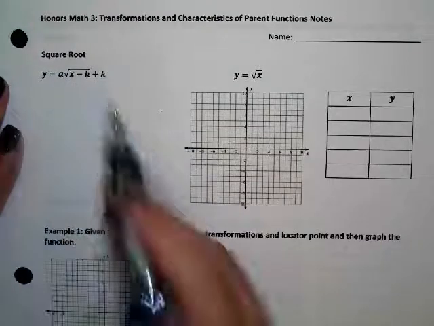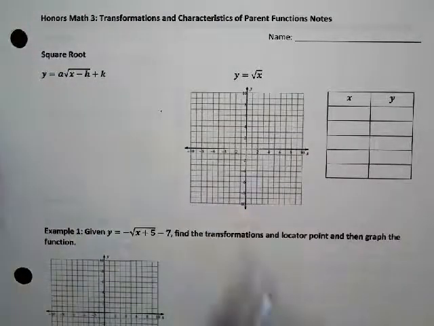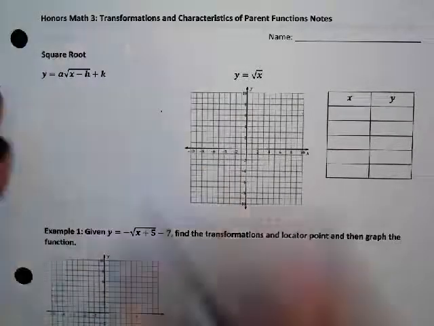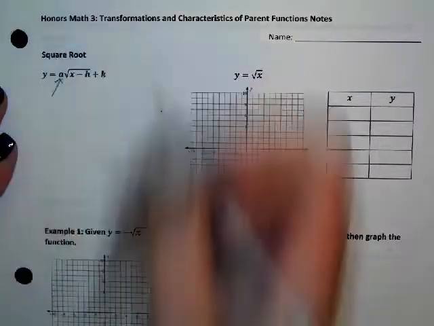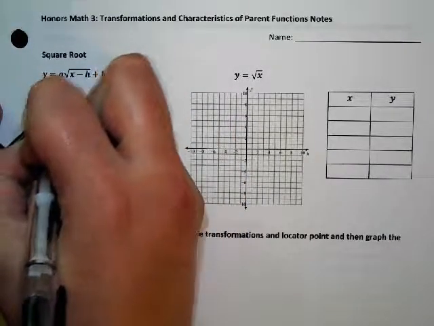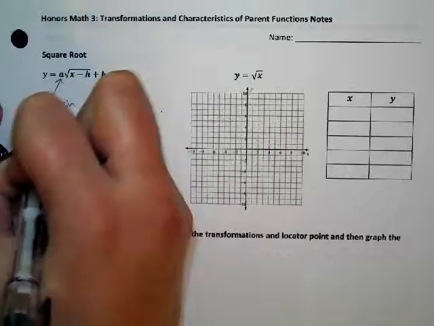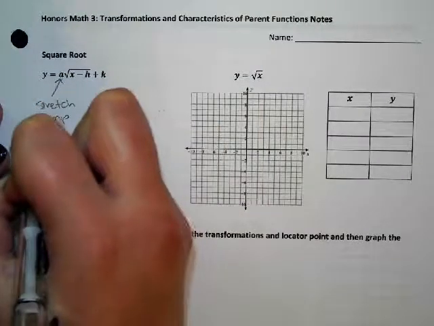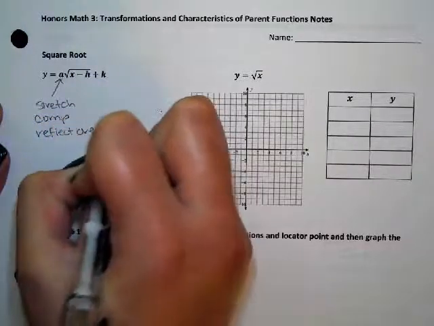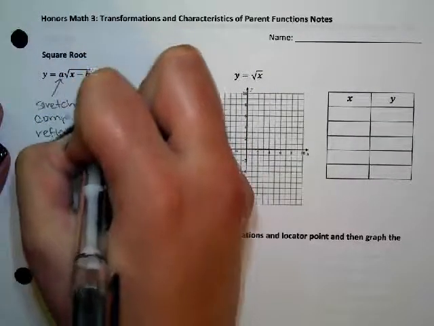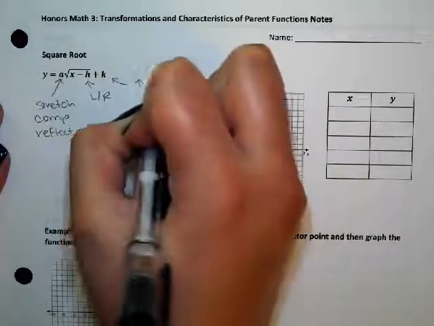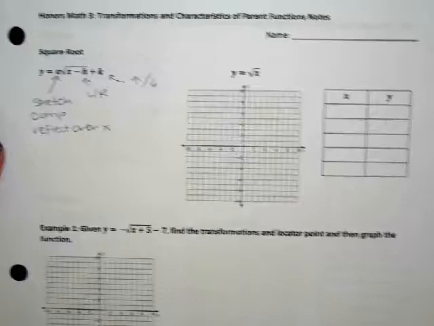You can see how each of the transformations works. We can see the a value is still doing the stretch and compression like we're used to. So I'm not going to write out everything the way that we've been doing in the other notes. I'm just going to remind you what it is. Stretch, compression, and reflect over x. The h is going to be left and right. The k is going to be up and down.